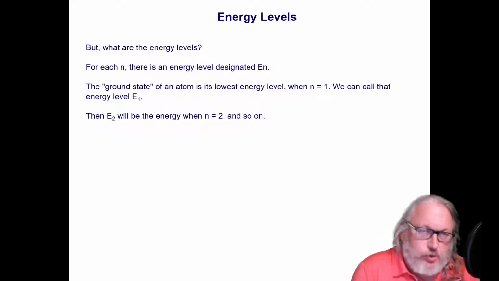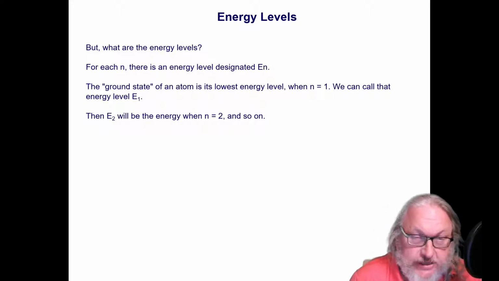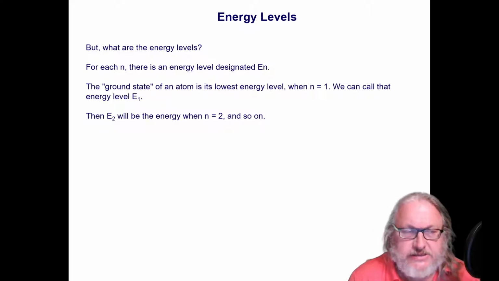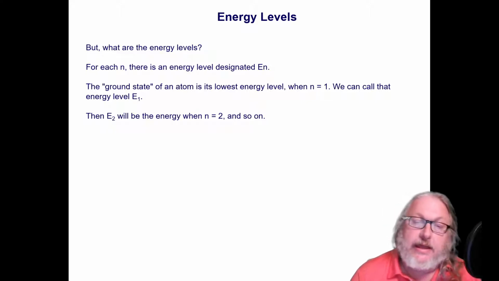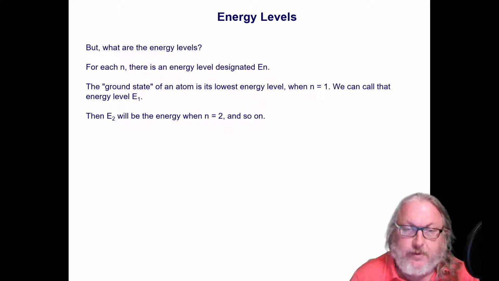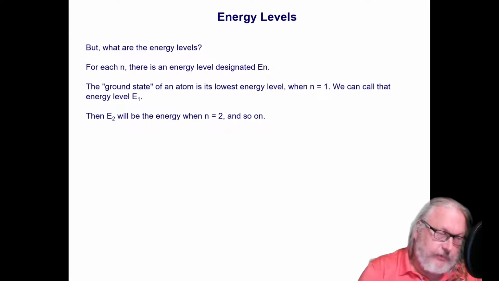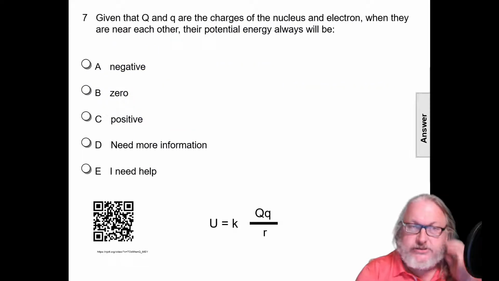So the ground state of an atom is its lowest energy level, n equals 1. We can call that energy level E sub 1. E sub 2 would be the energy when n equals 2, and so on and so forth. And again, we're building our knowledge.